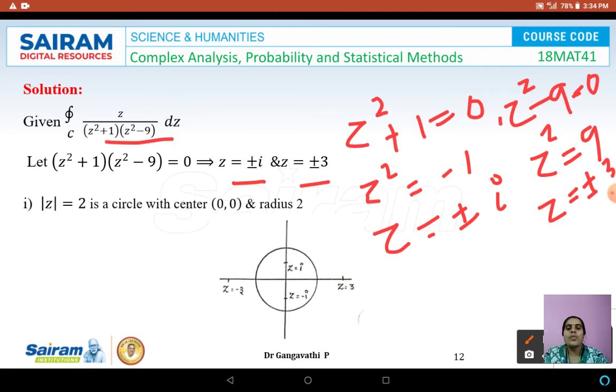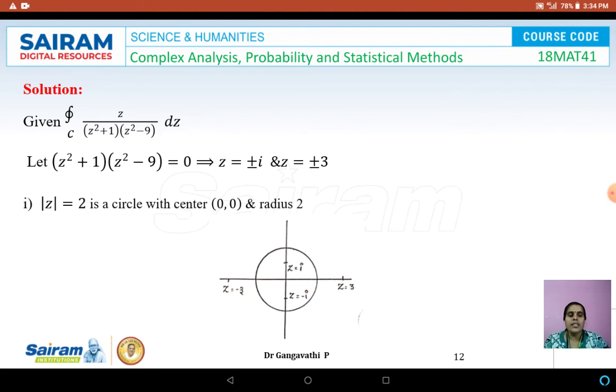So z square plus 1 can be written as (z plus i) into (z minus i). Similarly, z square minus 9 can be written as (z plus 3) into (z minus 3). So that the power of z can be reduced to 1. Now with this consideration, consider the first curve.